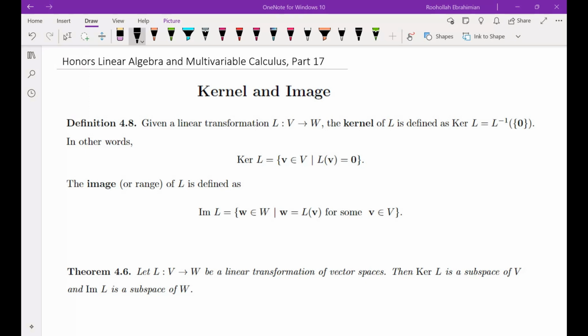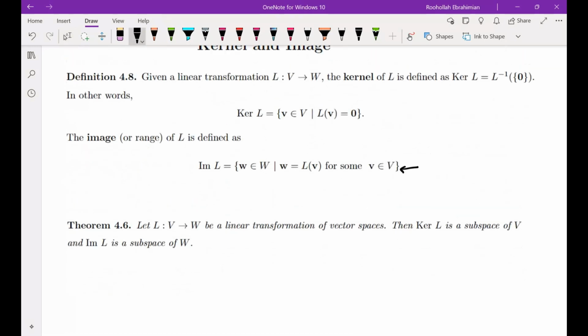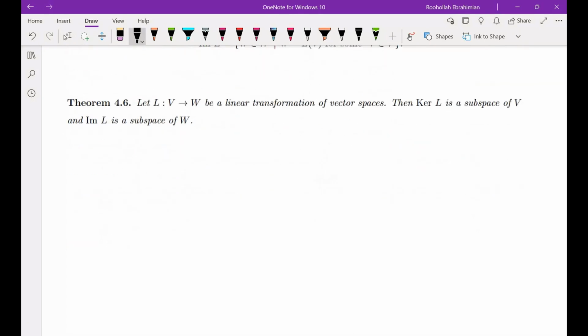Given a linear transformation L from V to W, the kernel of L is defined as the inverse image of 0, which means all of the elements that are mapped to 0. The image or range of L is all of the elements that are functional values of some vector. So this is the image you have seen before, and this one is the inverse image of a single point 0. So the first theorem is that these two are in fact subspaces of the corresponding vector space.